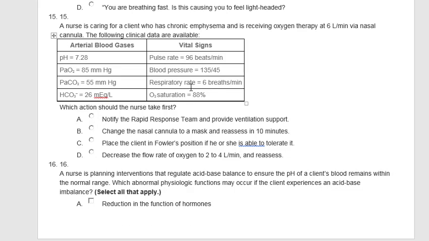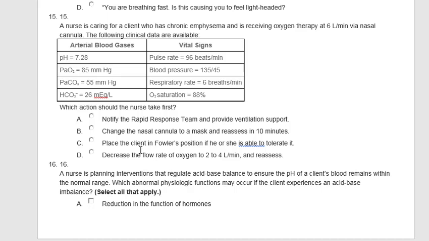Airway, breathing, circulation. Okay, so notify the rapid response team and provide ventilation support. This patient's only breathing 6 per minute. Hold on to that CO2. That's a possibility. Let's look at the other answers. Change the nasal cannula to a mask and reassess in 10 minutes. Oxygen's not really his problem. Look at his PaO2. That's not his problem. Okay? He's got an okay oxygen level. Place the client in Fowler's position if he or she is able to tolerate it. Positioning isn't really going to help. The respiratory rate is the problem, so we have to fix that rate.